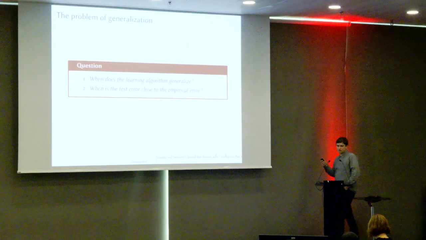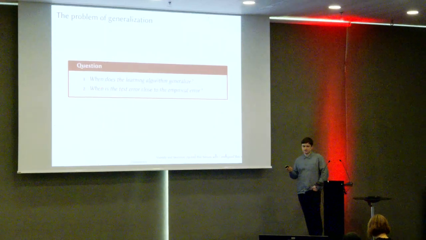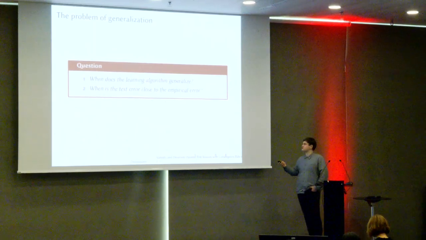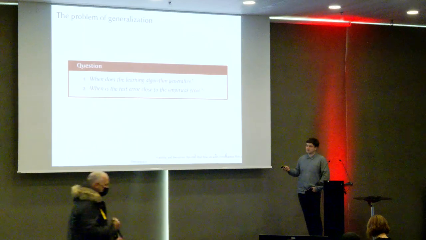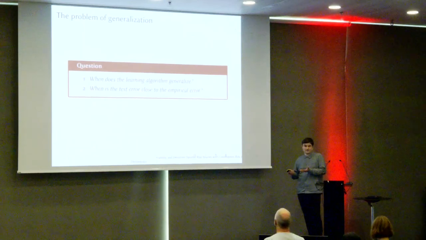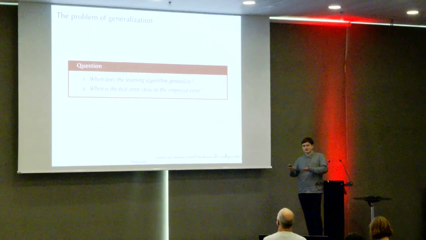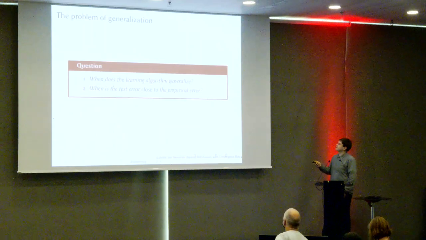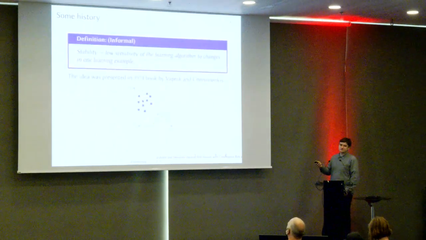I'll be interested in two most basic questions about generalization. We're all interested in when learning algorithms generalize. A related question is, when is the test error close to the empirical error? If you are minimizing empirical error, it's good that you also minimize the test error somehow. OK, let's go through some history.